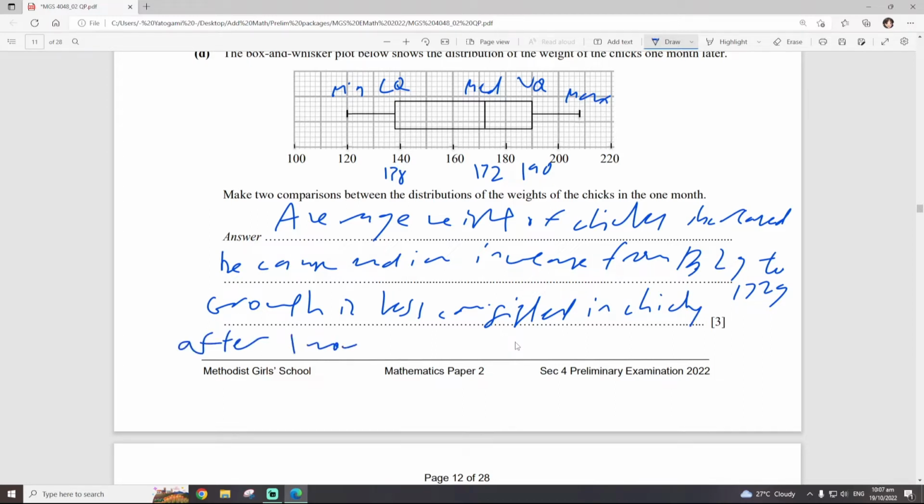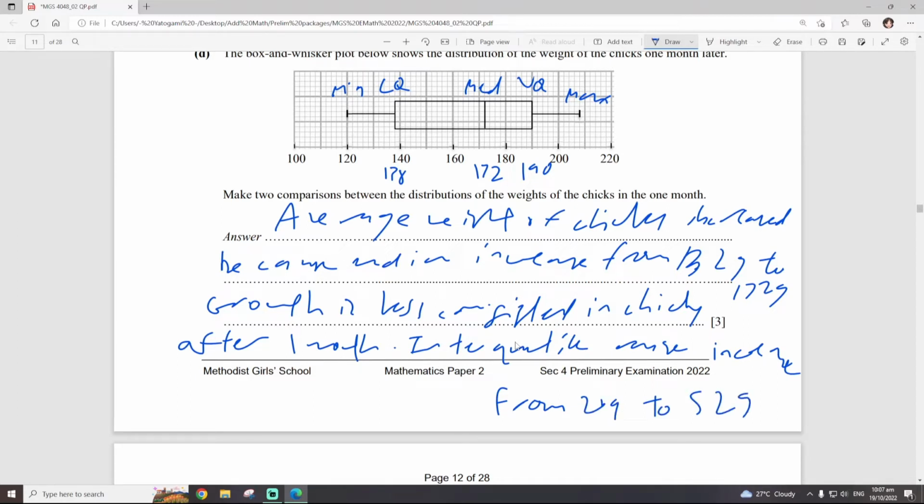Interquartile range increases from 20 grams to 52 grams. So you just say that one is more than the other. A bigger IQR means your data is more widespread, there's less consistency in how the chicks grew up.